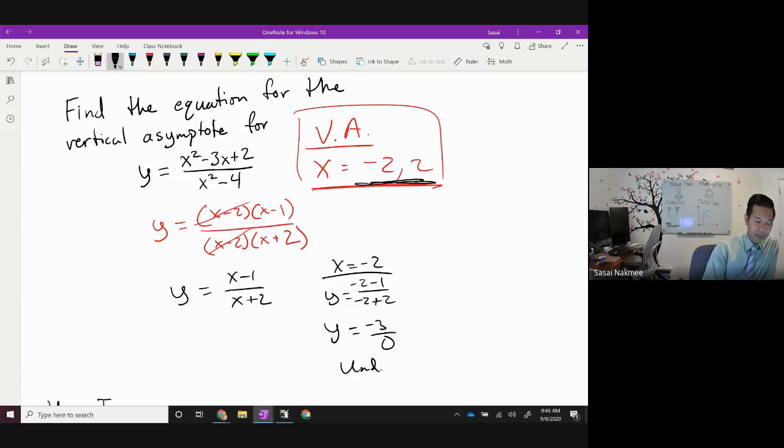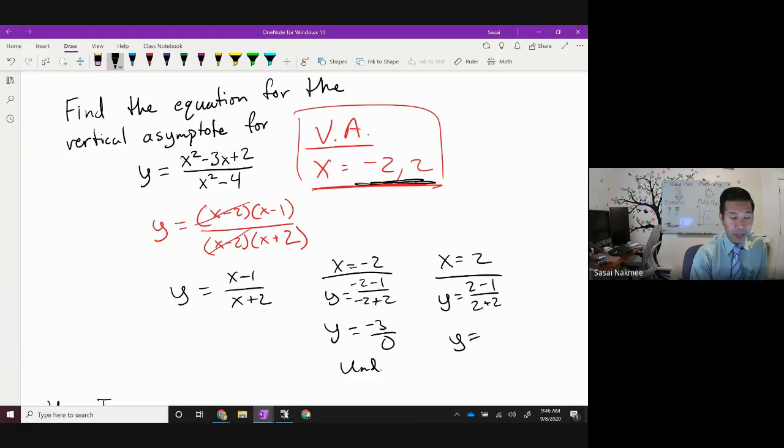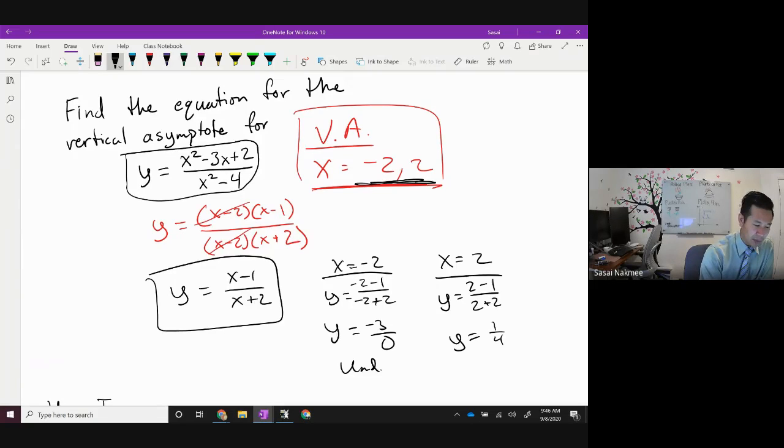But if I try out x equals 2, I get y equal to 2 minus 1 over 2 plus 2, and you end up with 1 over 4. So at x equals 2, the function is still undefined, by the way. You plug this into the original function, you get something undefined. But if you plug it into the simplified version, you actually get this value. And that's a limit value that it approaches.